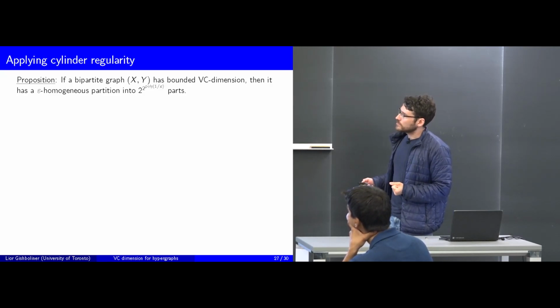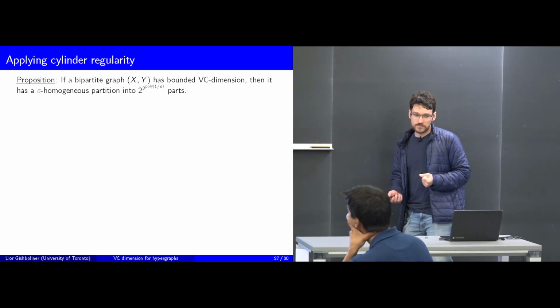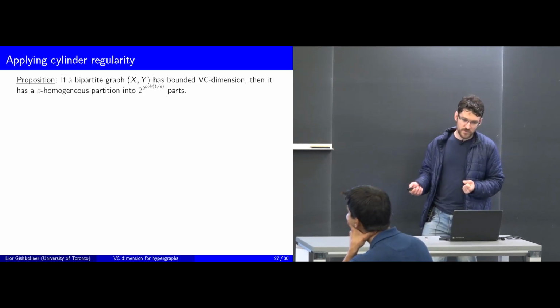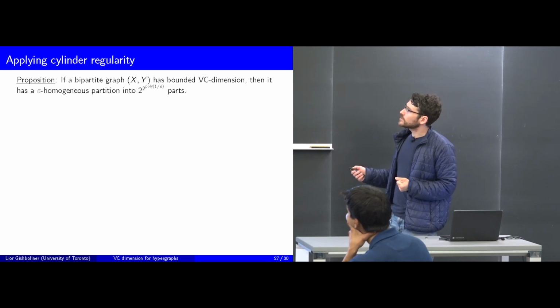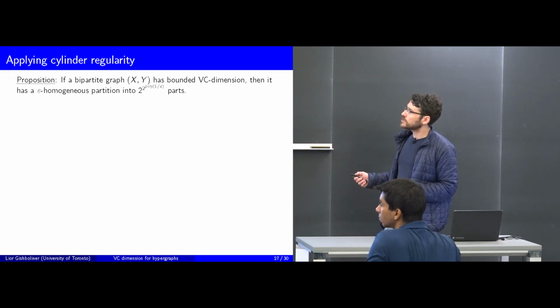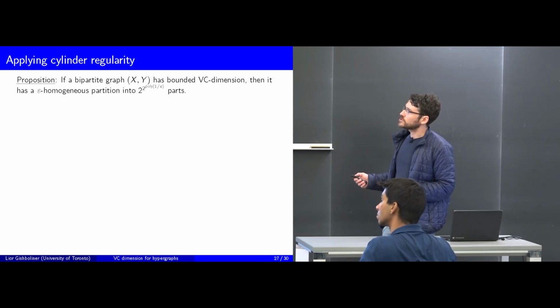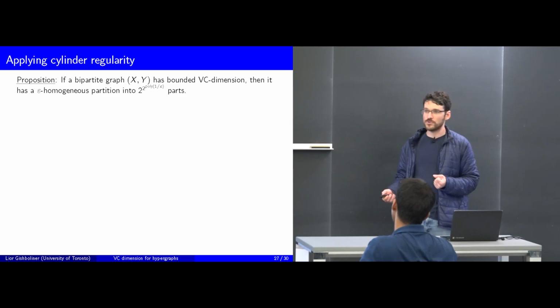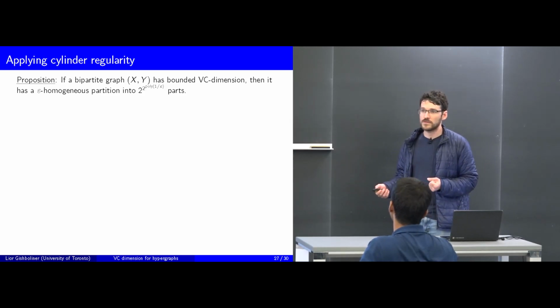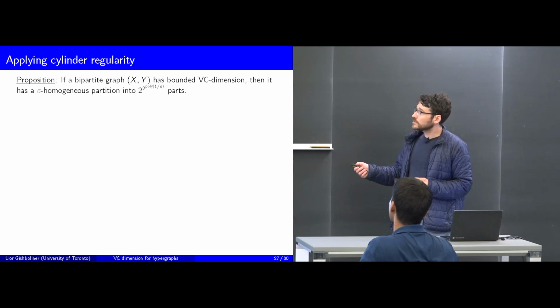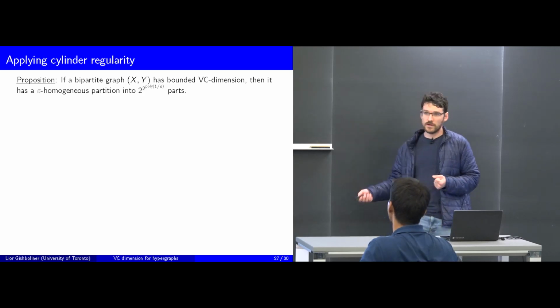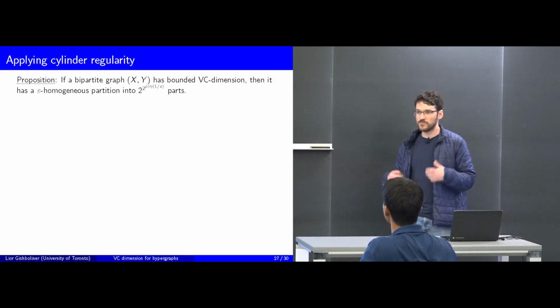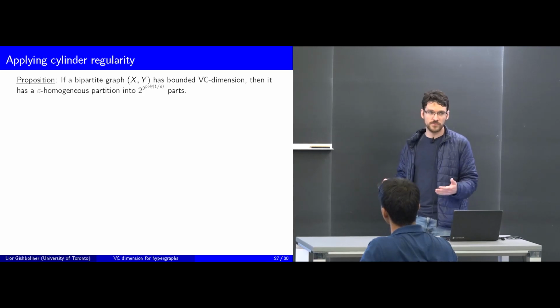Okay, so let me show you why this is useful. So let me prove the following. If a bipartite graph has bounded VC dimension, then I can find the epsilon homogeneous partition into a double exponential number of parts. Now you can tell me why are you doing this, because you already showed us that there is a polynomial number of parts, and this is worse. But I'm doing it to illustrate how we use the cylinder regularity lemma, because then we also do it for hypergraphs, and this will be our proof.